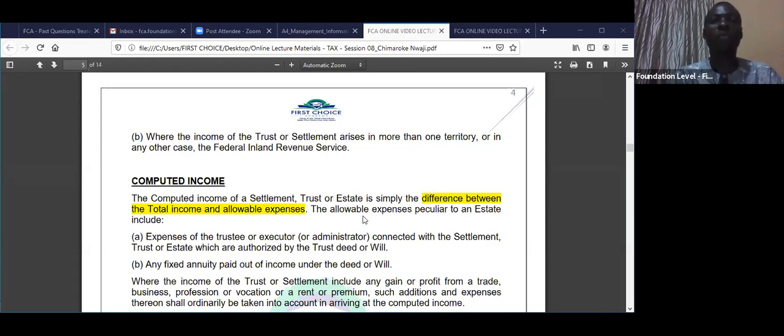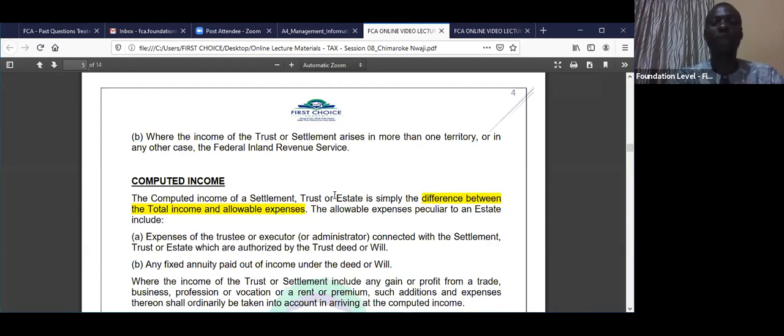So this is not the case of talking about residency like we did the last time. But note that for the trustee or the executor, anything they own, we said that time, will be chargeable to tax on the deemed resident area of the deceased. So if the executor of the will comes from, say, Abuja, but the deceased is deemed to be resident in Lagos, the tax for the trust or for the executor goes to Lagos. Now, what is computed income?